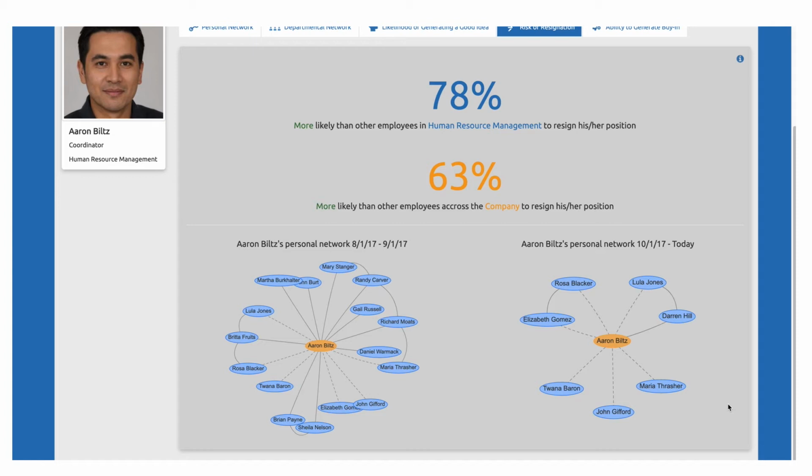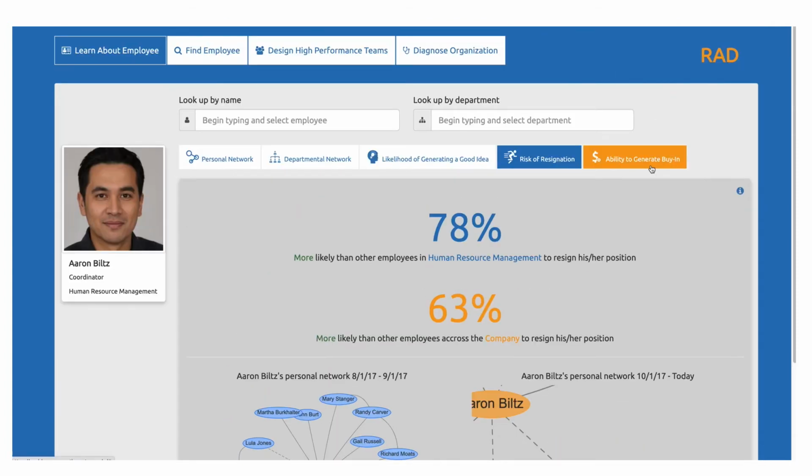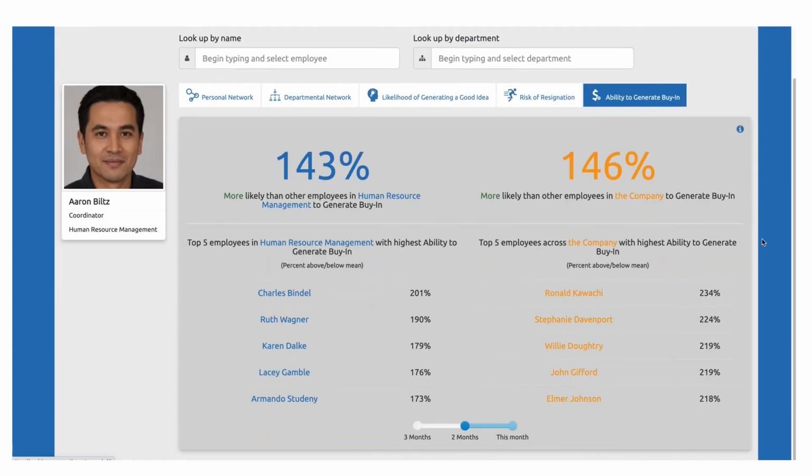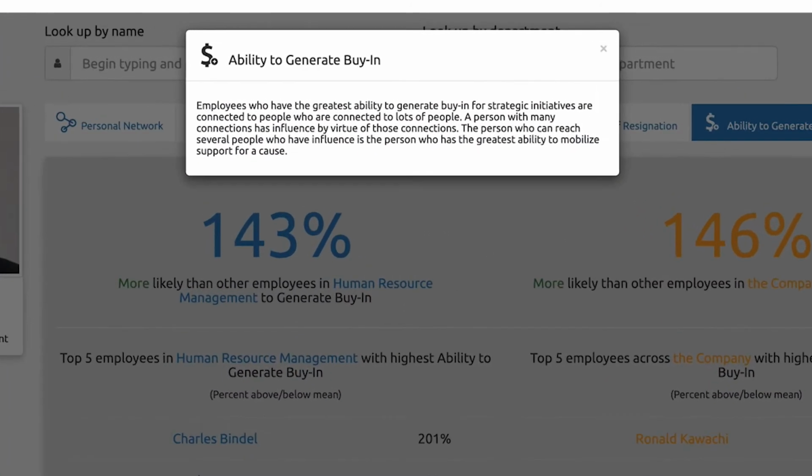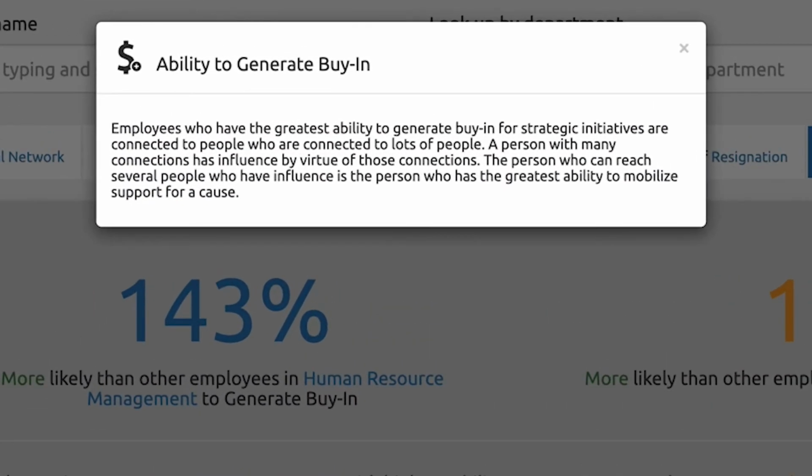Finally, let's assess Aaron's ability to generate buy-in. Based on the tooltip, employees who have the greatest ability to generate buy-in for strategic initiatives are connected to people who are connected to lots of people. A person with many connections has influence by virtue of those connections.